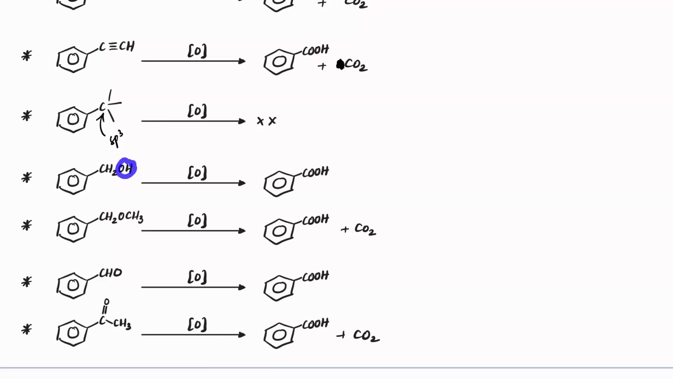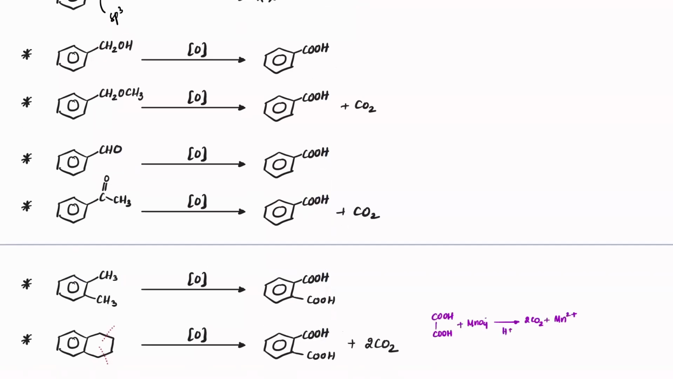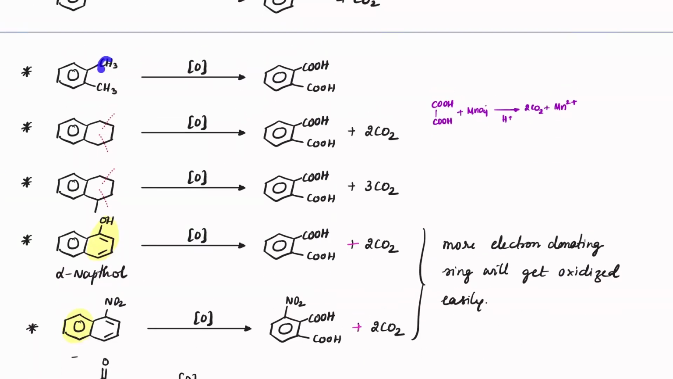Now it does not matter whether there is any other functional group on it. It will still break. So OH will be there, it will still break. OCH3 is there, still break. Aldehyde is there, ketone is there, they all will break and convert into acids. If you have two methyl groups, you will get phthalic acid.